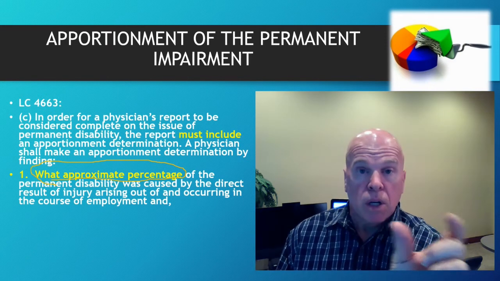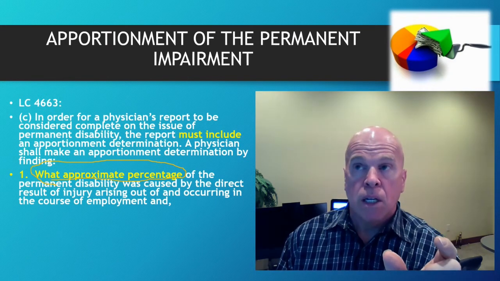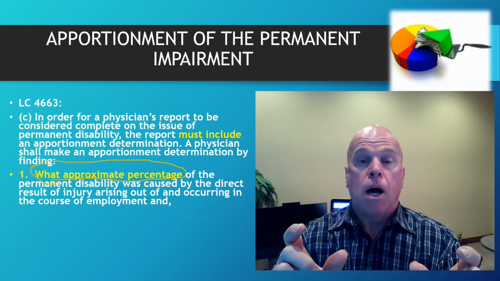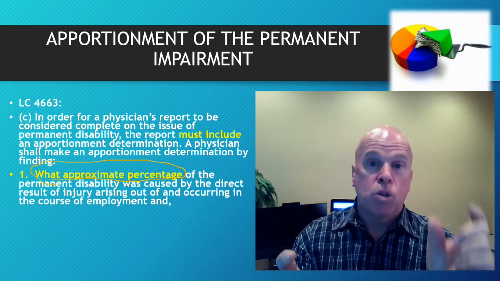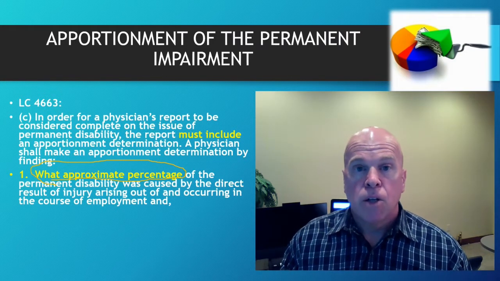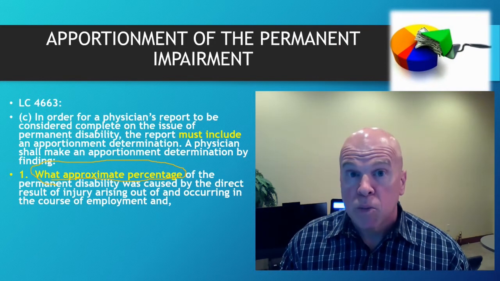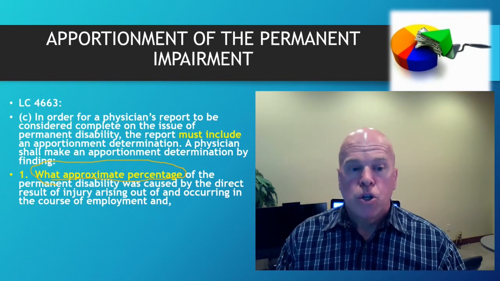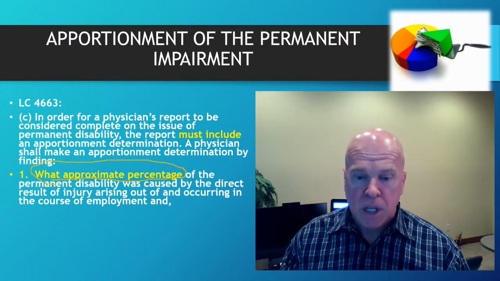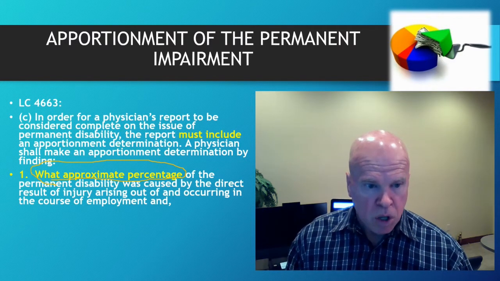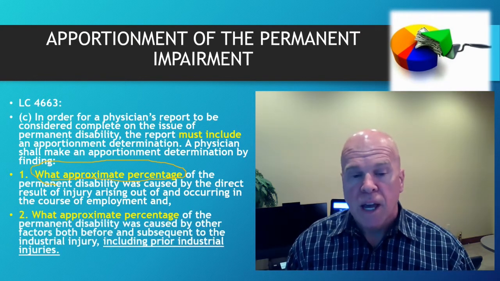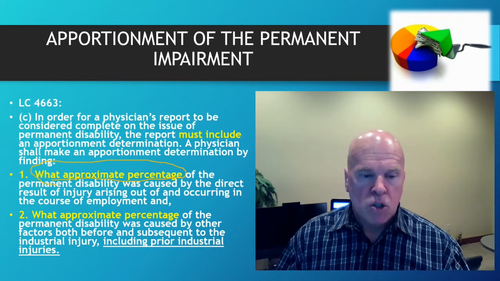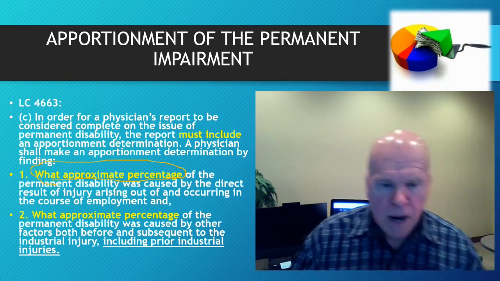It was an approximation. And I approximated 10 to 30%, for example, to indicate that the lesser portion, 10 to 30, was due to the industrial injury, and the greater portion, 70 to 90, a range. And I learned that the parties, while we're allowed to provide approximate percentages, we have to do that by providing exact and specific numbers. So you would say approximately 10% of the permanent disability is the direct result of the injury, and approximately 90% of the permanent disability was caused by other factors, both before and subsequent to the industrial injury, including prior industrial injuries.